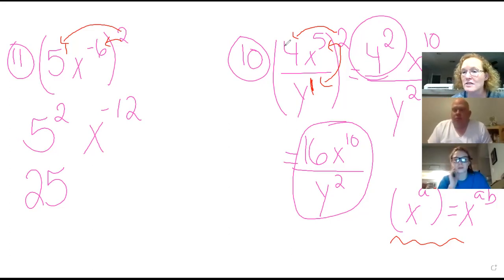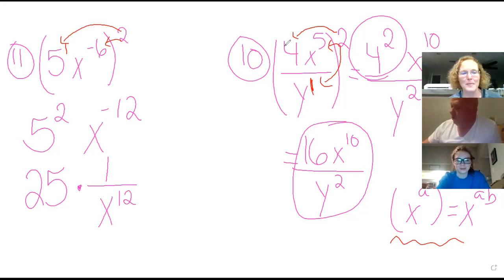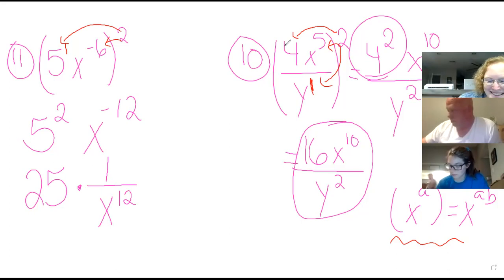Ever. Can't do it. So I'm going to make this a little multiplication symbol just to remind you all that we're multiplying. And what can I change x to the negative 12th into? 1 over, be careful, 1 over x to the 12th. Here we go. All right. Now you're almost done, but not quite.